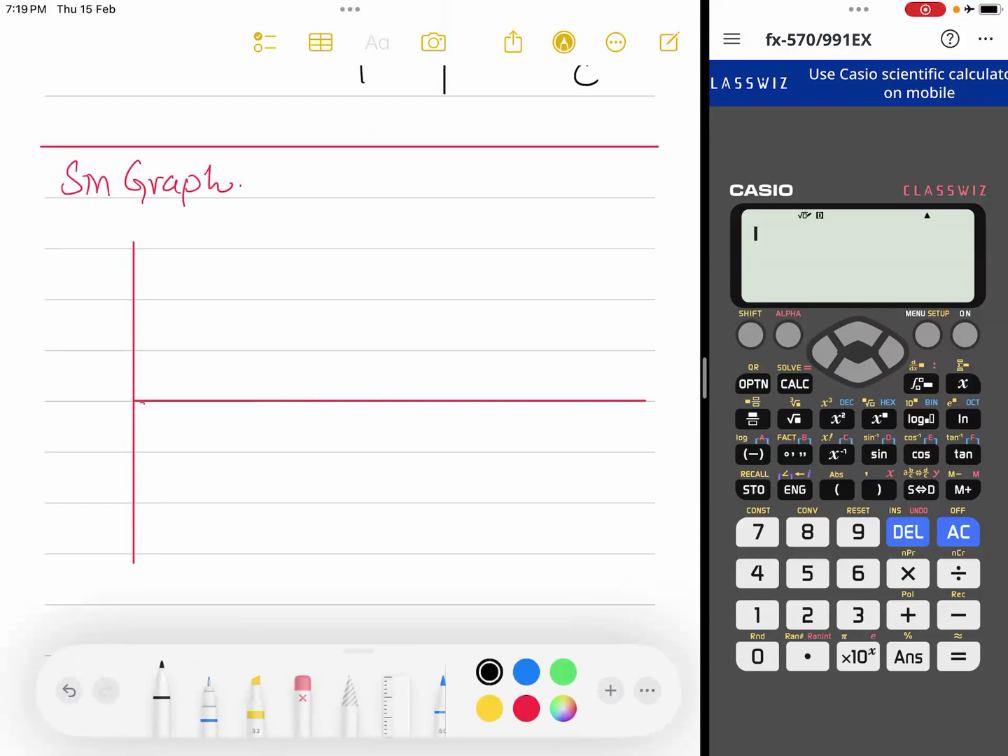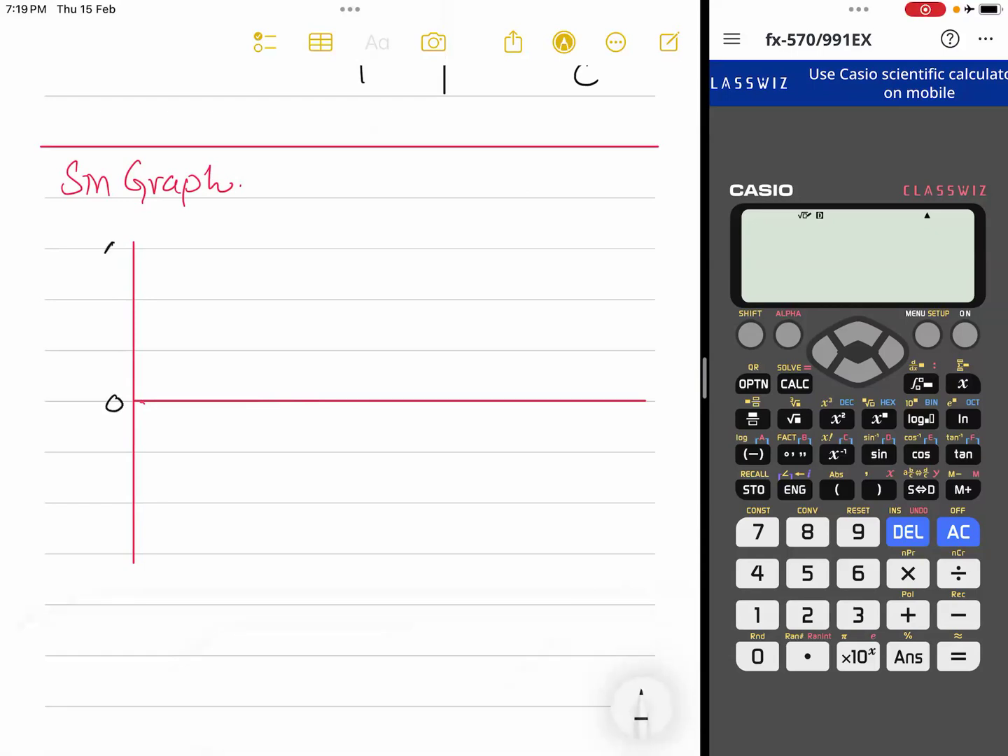Here I'm going to mark 0. Here I'm going to mark 1. Here I'm going to mark -1. Now 0. After this, I'm taking 90. Now after this distance, I'm taking 180. After this, I'm taking 270. After this, I'm taking 360.